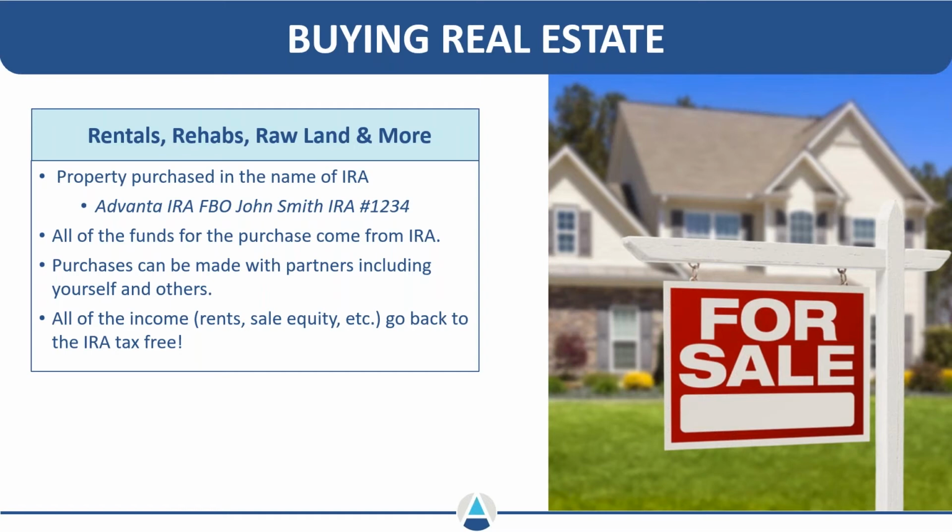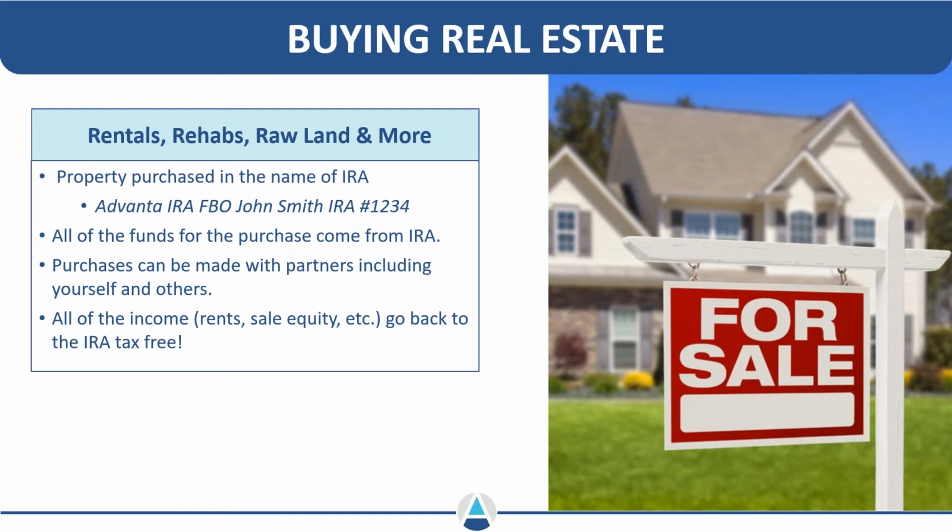But on a general construct, not to get too far into the weeds, you need to make sure that the property is properly titled from the beginning. So Advanta IRA for benefit of client name, IRA number on the contract, we sign the contract, settlement statements, you approve the deed, ultimately we fund at closing. All funds for the purchase have to come from the IRA.